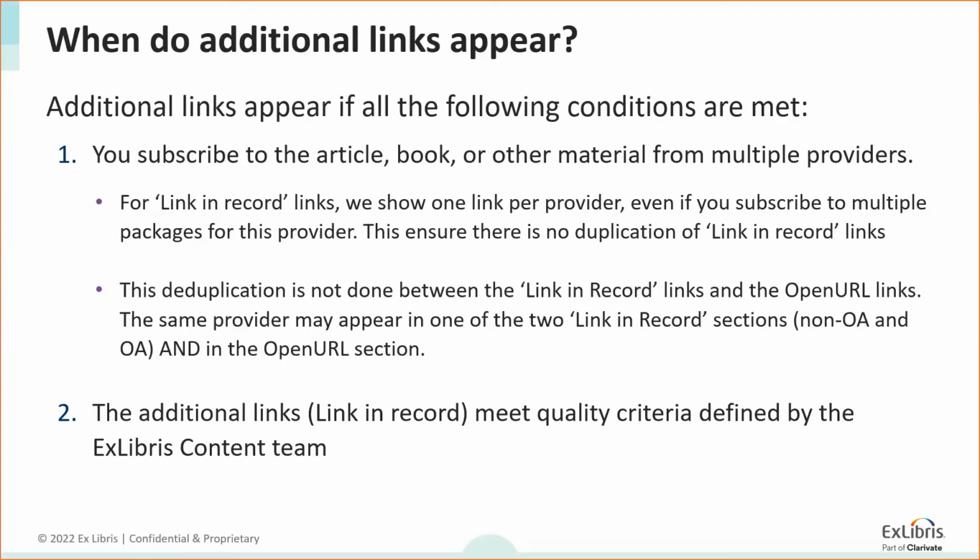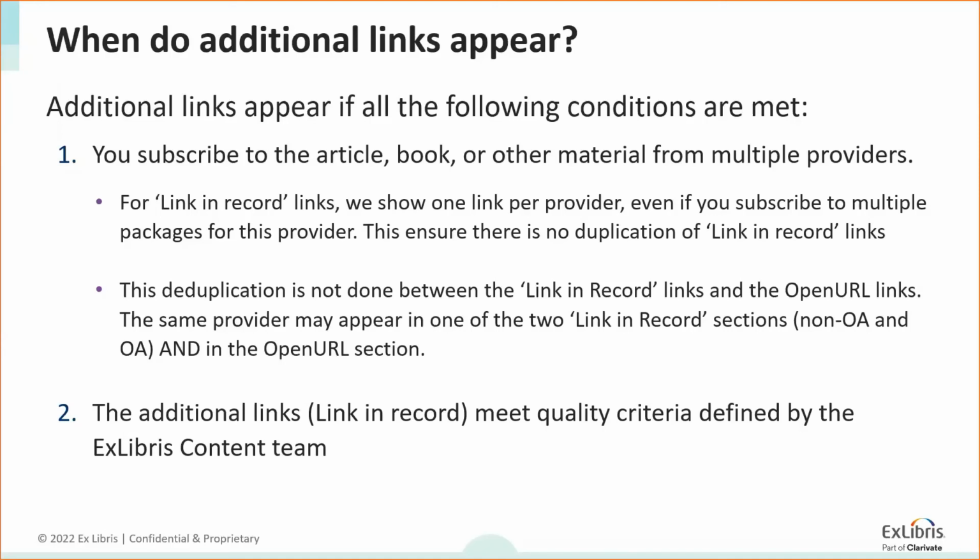Also, something to keep in mind is that for linking record links, if you have the subscription to multiple packages of the same provider, then we will only show one link. So we do deduplication per provider, because what we found during testing is that otherwise you'll get a lot of links to the same provider. You'll see 3 links to Gale or 5 links to ProQuest, and that's not so nice in the interface. So this is something to keep in mind.